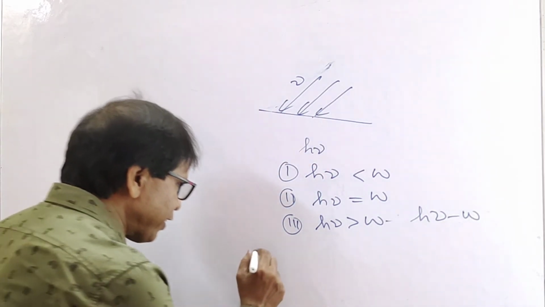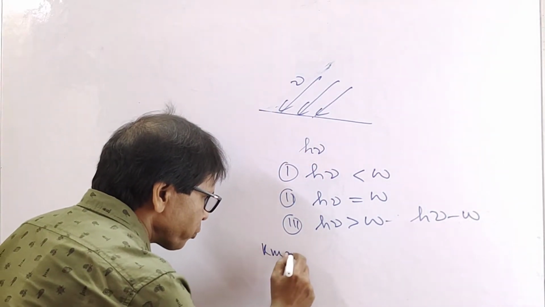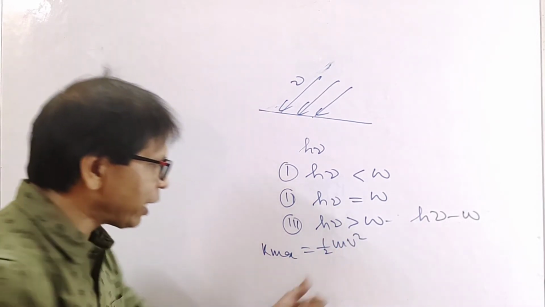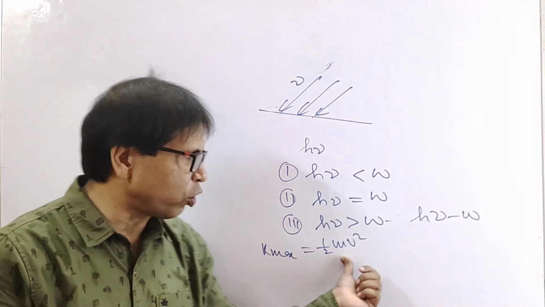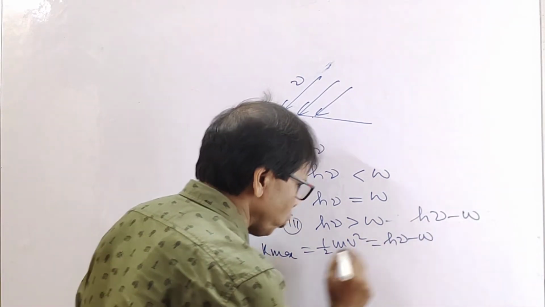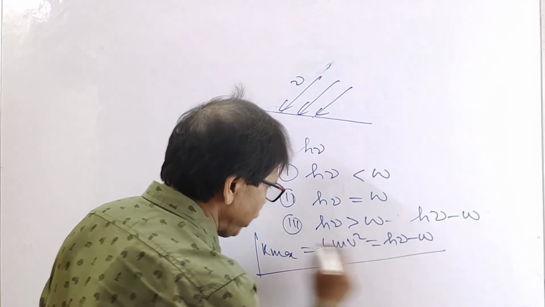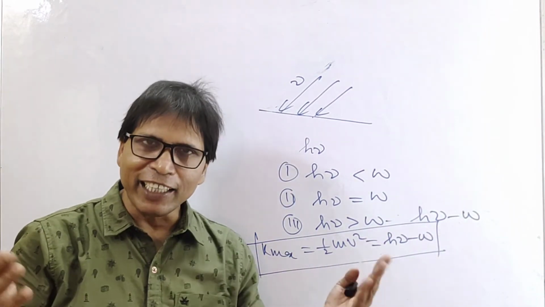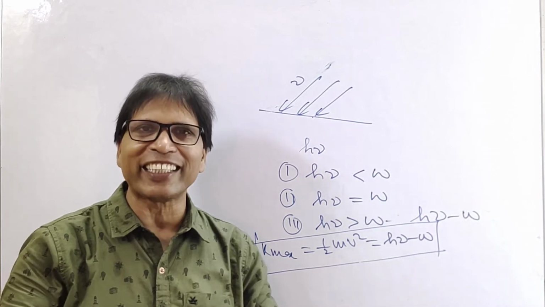So look at this, K max is equal to half mv square, where v is the maximum velocity of the photoelectron. This is equal to h nu minus W. This equation is known as Einstein's equation of photoelectric effect.